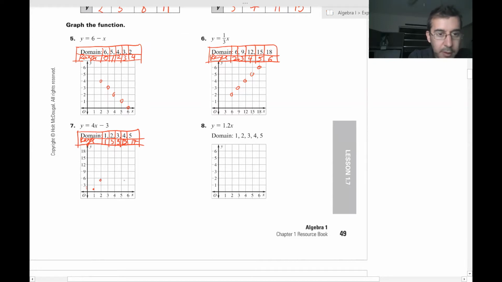Okay. Then we have 3 and 9. 3 and 9 is right there. 4 and 13 would be somewhere there. And 5 and 17 would be somewhere there. Next one, number 8, y equals 1.2x. Let's get the table values, the range.